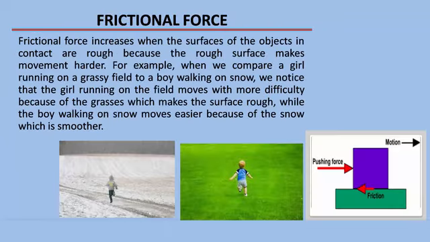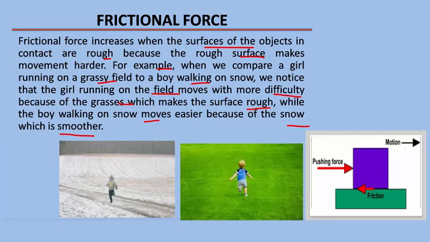Frictional force increases when the surfaces of the object in contact are rough, because the rough surface makes movement harder. For example, when we compare a girl running on a grassy field to a boy walking on snow, we notice that the girl running on the field moves with more difficulty because of the grasses, which make the surface rough, while the boy walking on the snow moves easier because of the snow, which is smoother.